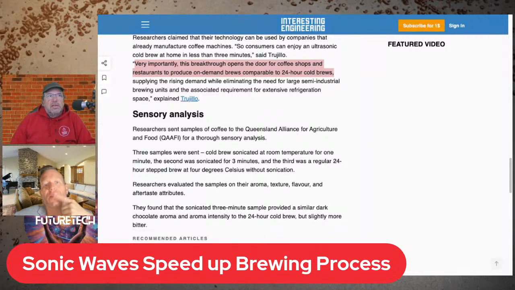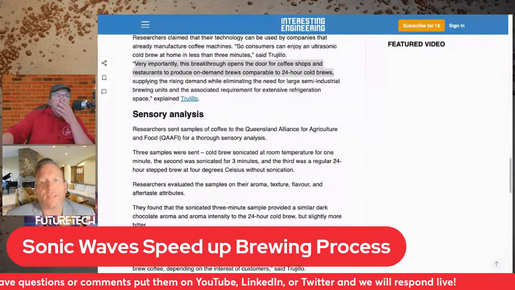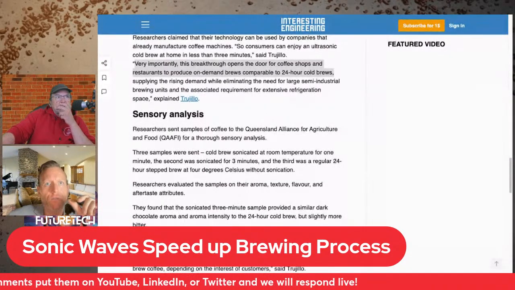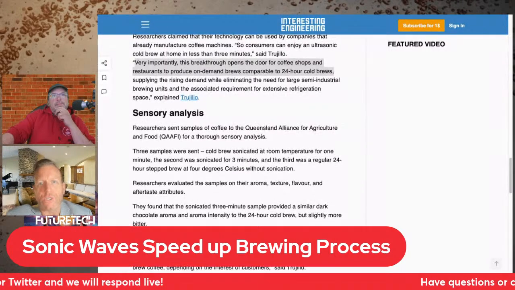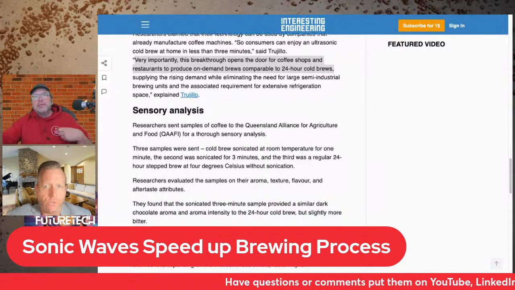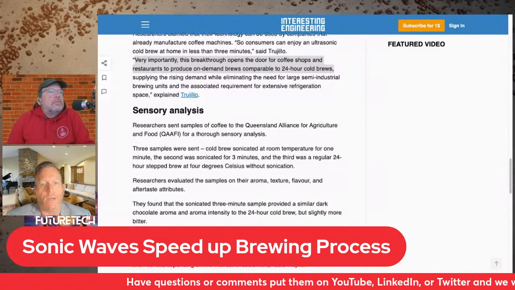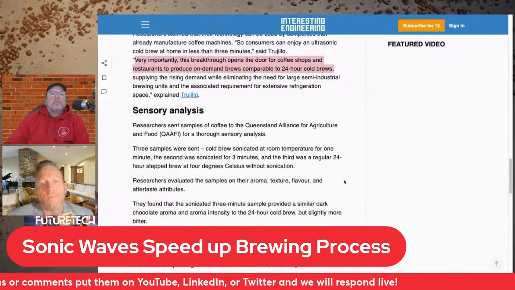Based on some of the preliminary research I did, the problem they have to overcome, obviously a hurdle, is that they need to figure out the right amount of time to expose this to the ultrasonic waves. Because yes, there's the overbrewing problem that seems to be happening with this extraction method.